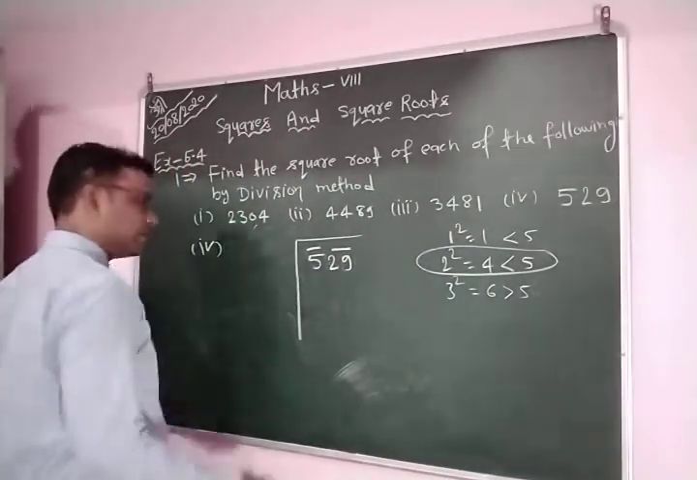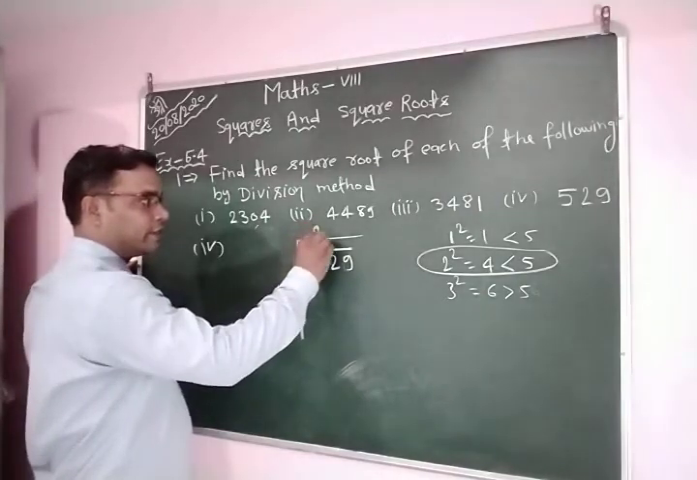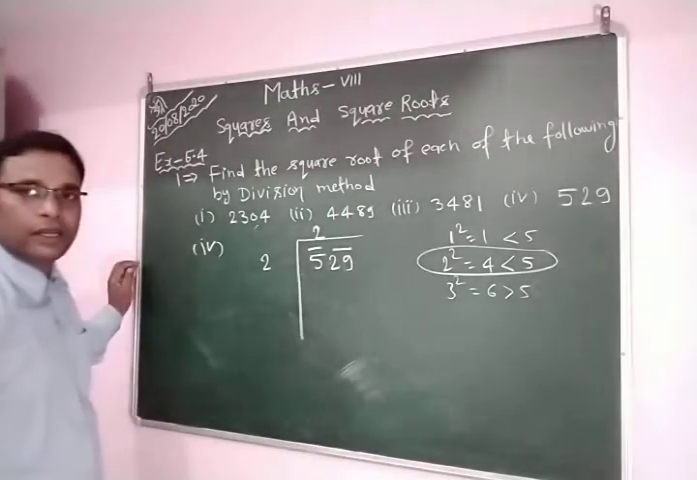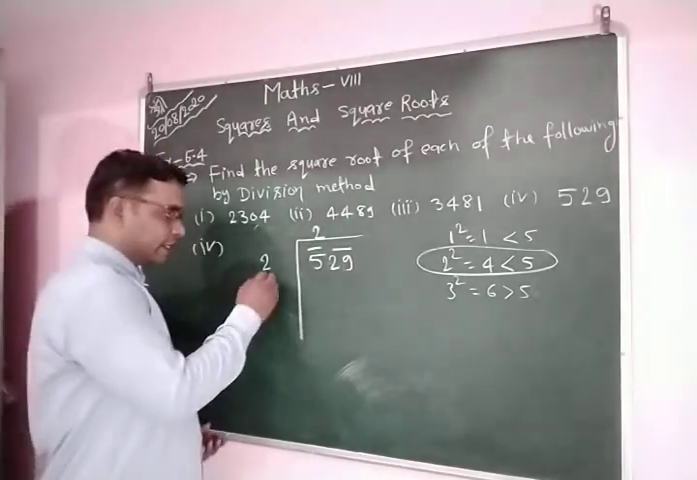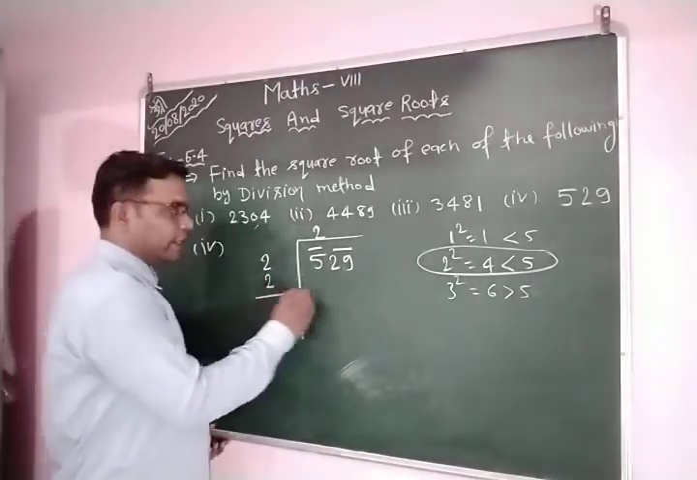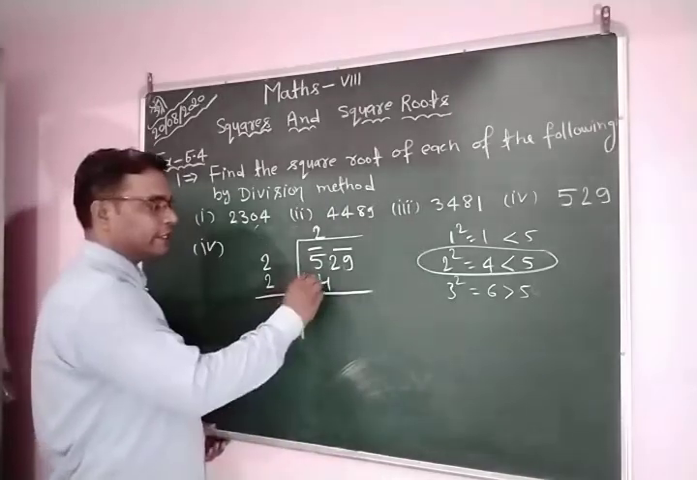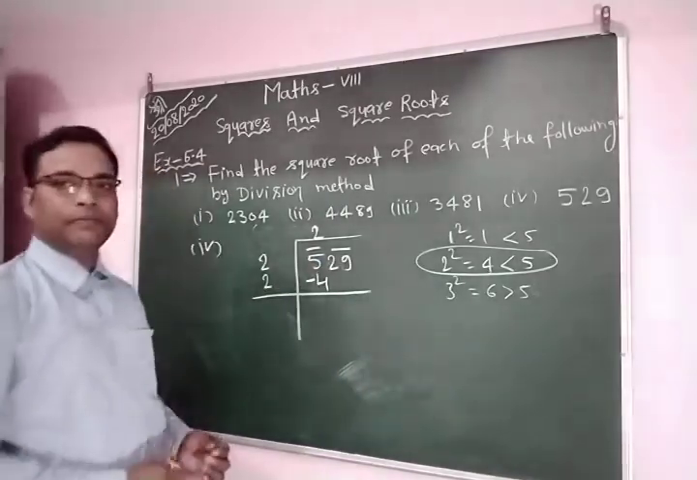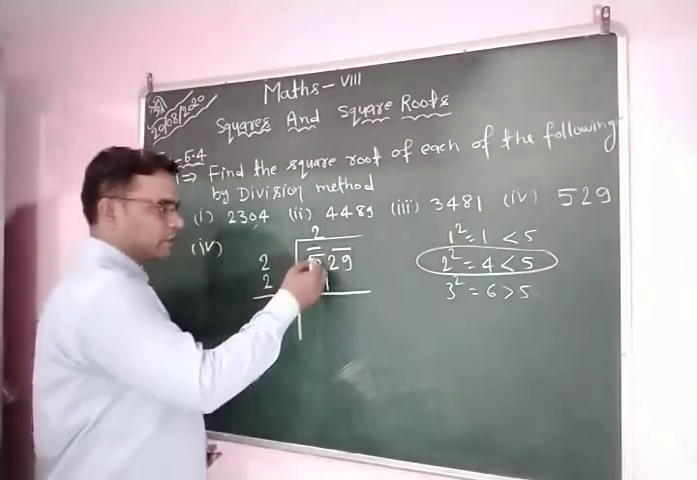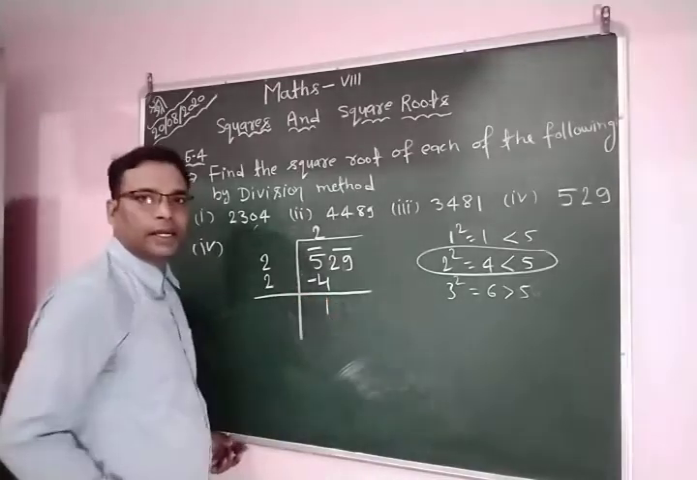We select this 2 and put it in the place of the quotient, and in the place of the divisor, and again 2 below these two. And multiply them. 2 times 2 is 4, and subtract it from 5. The extreme left number is 5 here. So if you subtract 4 from 5, we obtain 1. Clear?